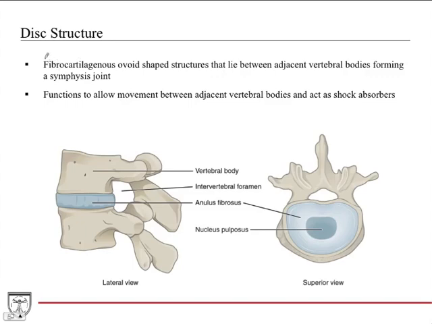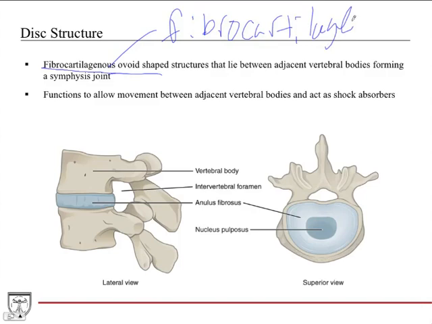So what is an intervertebral disc? We've been talking about it a lot lately. It's a fibrocartilaginous ovoid shape. If you remember from the basics of musculoskeletal system lecture in chapter 1, we talked about fibrocartilage. So this is an example of fibrocartilage. Now, the whole disc isn't fibrocartilage, just part of it, and we'll explain that in a second. It lies between the adjacent vertebral bodies and forms the symphysis joint.